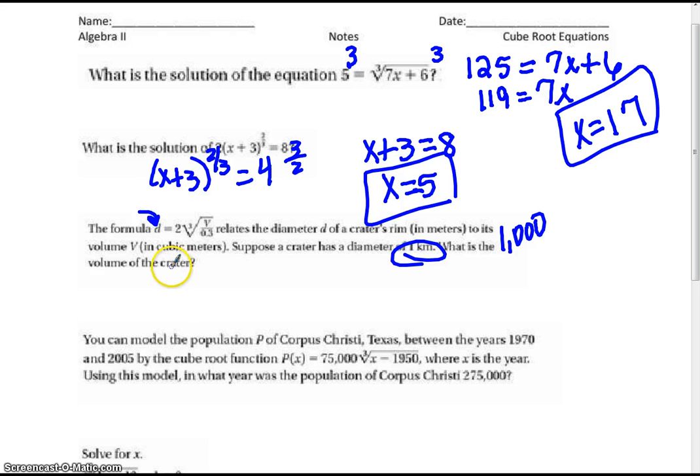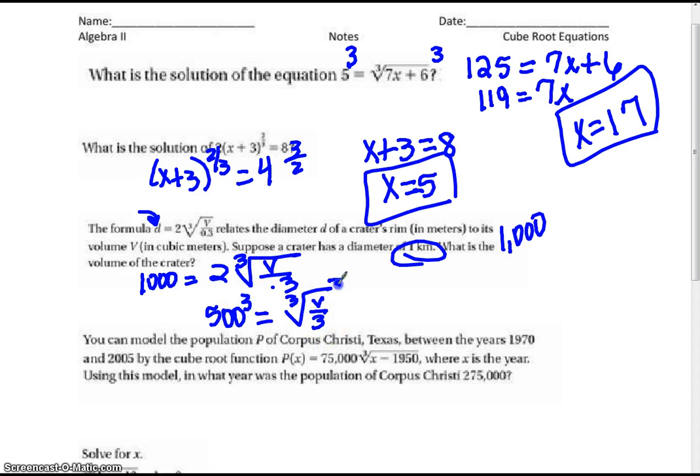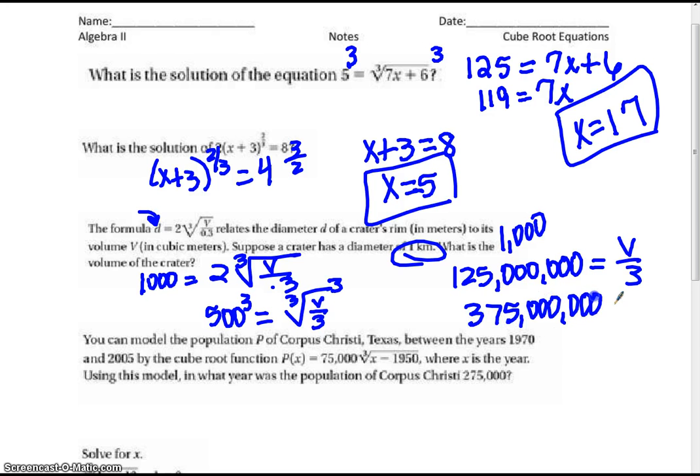Okay, and that goes in for your d. So we're going to say that 1,000 is equal to 2 times the cubed root of your volume over 0.3. So divide by 2 and you get 500 is equal to the cubed root of your volume over 0.3. You're going to cube both sides. So you get 125 million is equal to V over 0.3. And then you multiply by 0.3, and so 375 million is equal to your volume. And that is your solution.